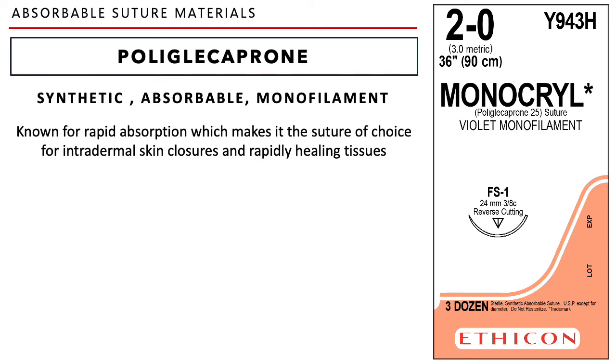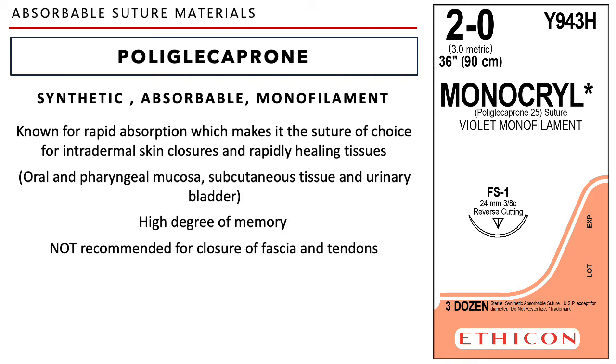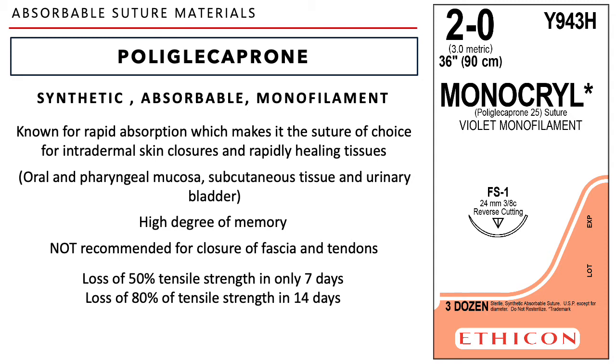It is known for rapid absorption, which makes it the suture of choice for intradermal skin closures and rapidly healing tissues, oral and pharyngeal mucosa, subcutaneous tissue, urinary bladder. It has a high degree of memory, so it's a bit hard to handle, but actually it's fine. I've used Monocryl many times. It is not recommended for closure of fascia and tendons though, because fascia and tendons heal slower, and this one is absorbed fast. It loses 50% of its tensile strength in only 7 days, 80% in 14 days. Complete absorption is 90 to 120 days.